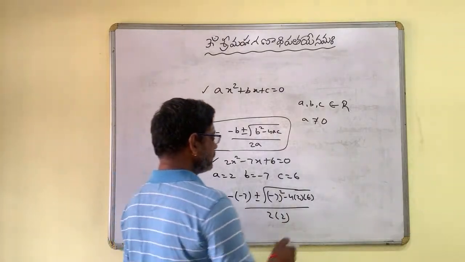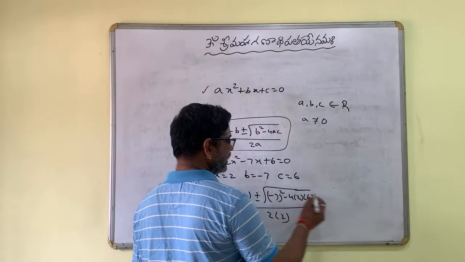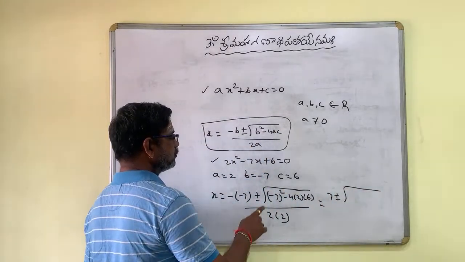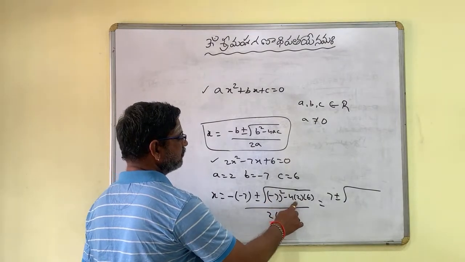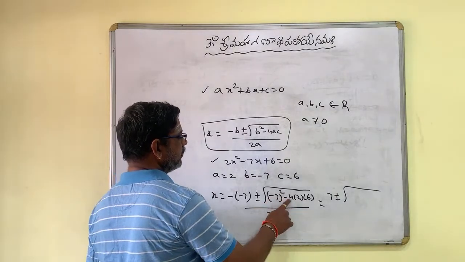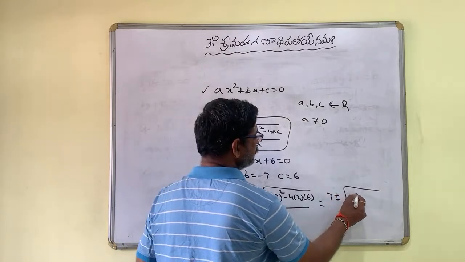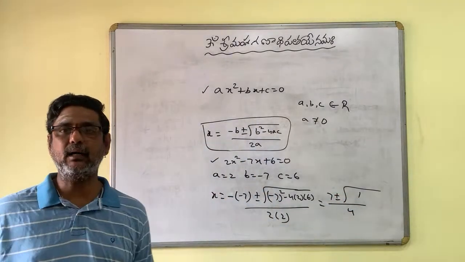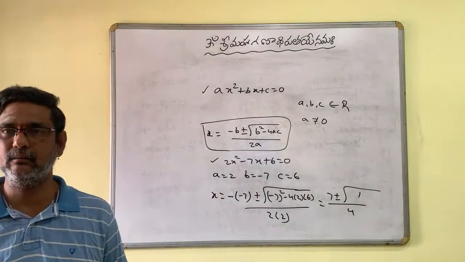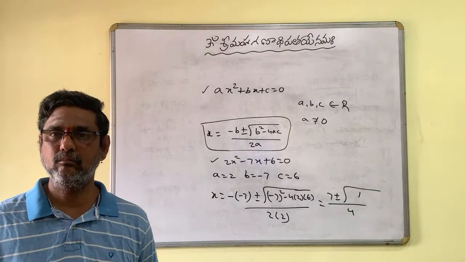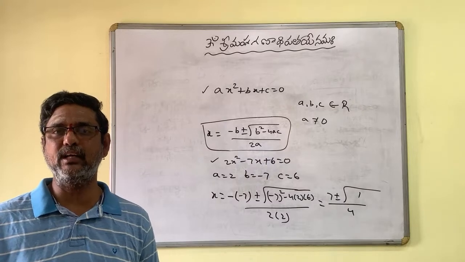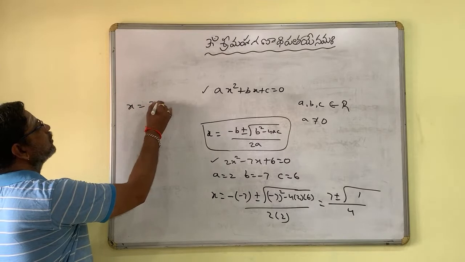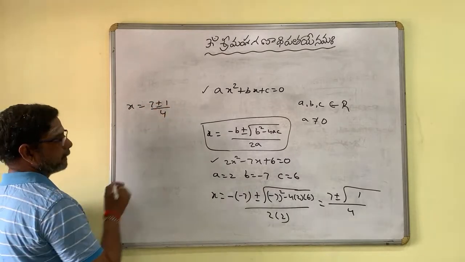Now simplify this. Minus of minus 7 is 7, plus or minus root over 49 minus 48. 49 minus 48 is 1, by 2 2s are 4. Root over 1 is 1 only, na? So the result is x is equal to 7 plus or minus 1 by 4.